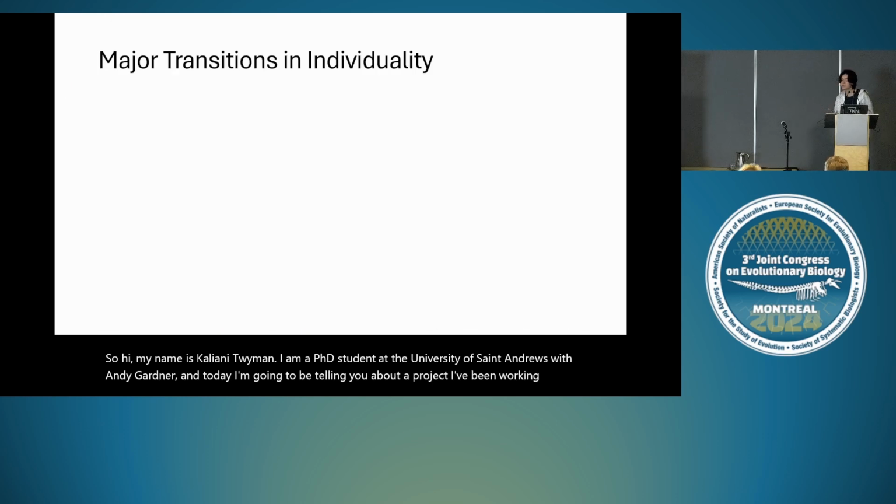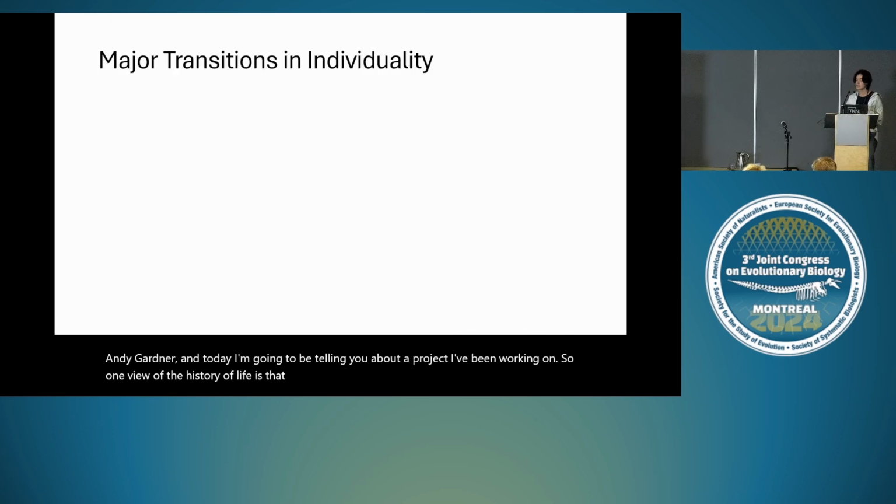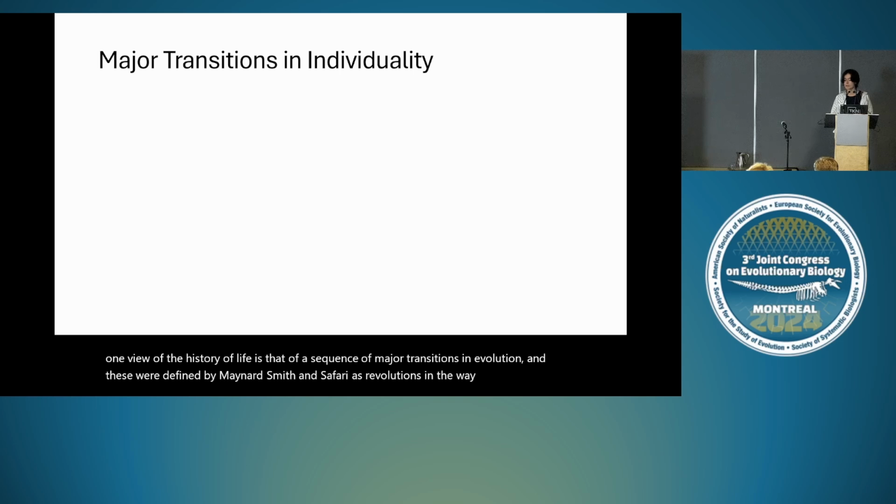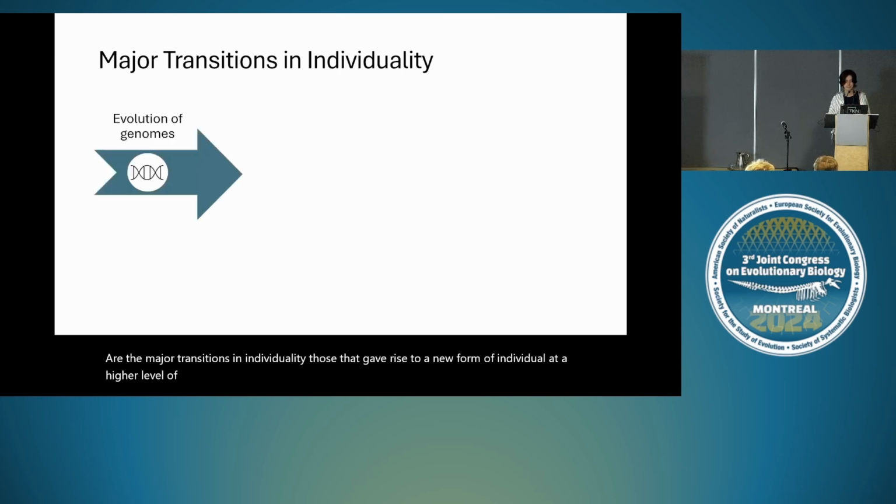So one view of the history of life is that of a sequence of major transitions in evolution, and these were defined by Maynard Smith and Szathmáry as revolutions in the way that genetic information is stored and transmitted between generations, such that entities that were capable of independent replication before can only replicate as part of a larger whole afterwards. And within these major transitions in evolution are the major transitions in individuality, those that gave rise to a new form of individual at a higher level of biological organization.